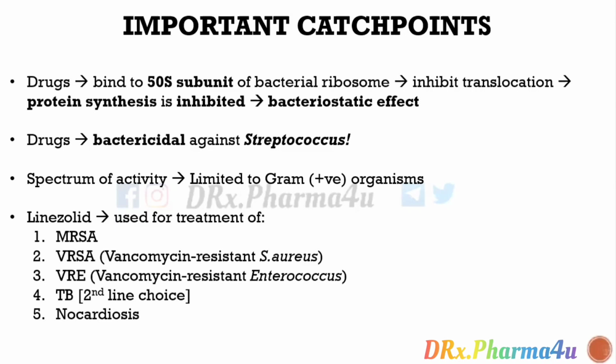So these drugs usually bind to the 50S subunit of the bacterial ribosome. As a result, it inhibits translocation. Translocation means movement of any component or any content inside. So here, inhibition of translocation means they inhibit the movement of protein molecules. As a result, protein synthesis is inhibited, and so it shows a bacteriostatic effect. So this is the mechanism of oxazolidinone antibiotics.